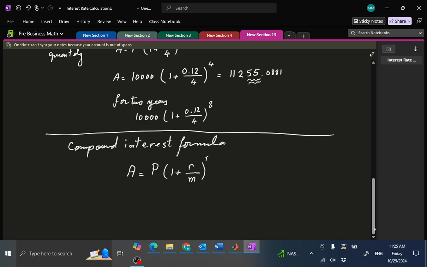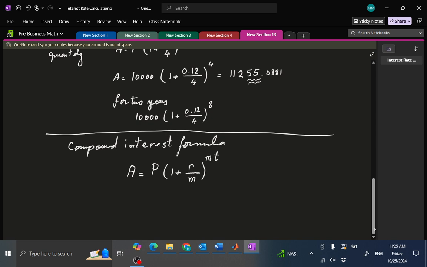And M is going to be the number of times you're going to be multiplying that multiplier by itself. And now, as we saw here, if it is 1 year it is 4, if it's 2 years it is 8. So if you have T number of years, that is how many compoundings you are going to do.